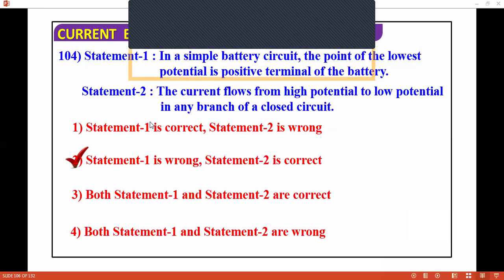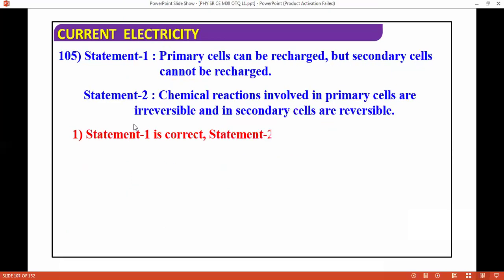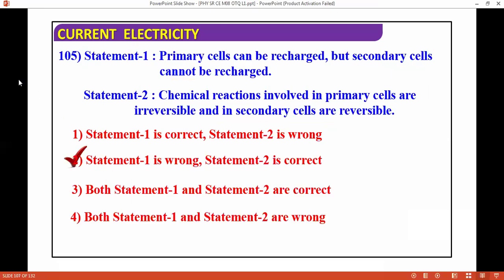Next question. Primary cells can be recharged, but secondary cells cannot be recharged. Chemical reactions involved in primary cells are irreversible and secondary cells are reversible. What's the correct answer? Primary cells cannot be recharged, but secondary cells can be. The first statement is totally nonsense. Primary cells are irreversible and secondary cells are reversible.